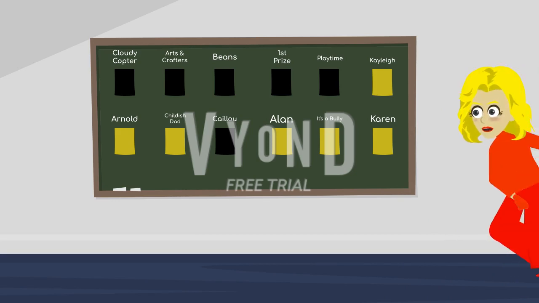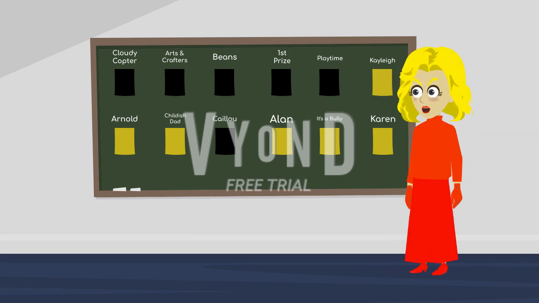Okay, class, I'm back. What's going on here? Why is the lockdown blast door open, and why are everyone's cards changed? That's because Arnold changed all of our cards. I highly agree with Caillou. Me too. Me three. Me four. Me five. No, it was Arts and Crafters. I don't think so, Alan. For this, your card will be changed to beige.